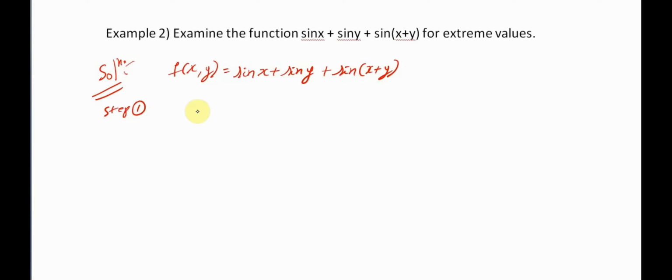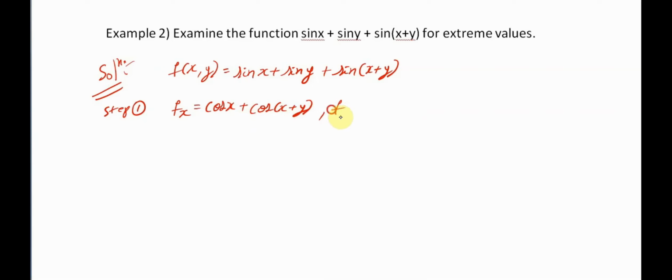In step 1 I'm going to differentiate this f partially with respect to x. So therefore sin x will become cos x, plus we can very easily say that in this case y is constant, so sin y will automatically become constant, students. So therefore this will become 0, and we'll go to the next, sin of x plus y. So it will become cos of x plus y. So inner differentiation of x plus y is 1.